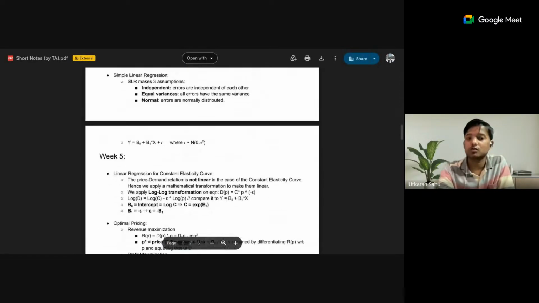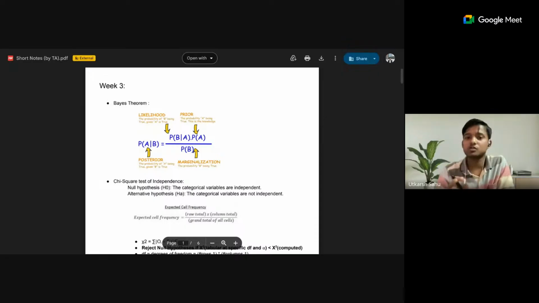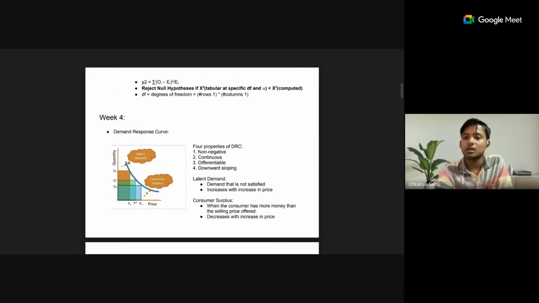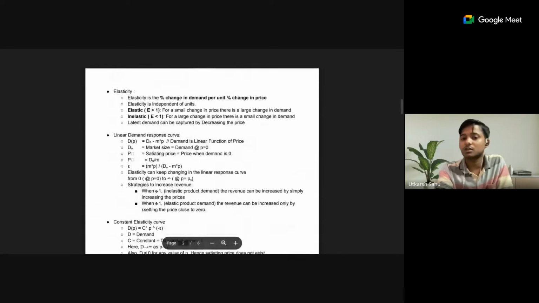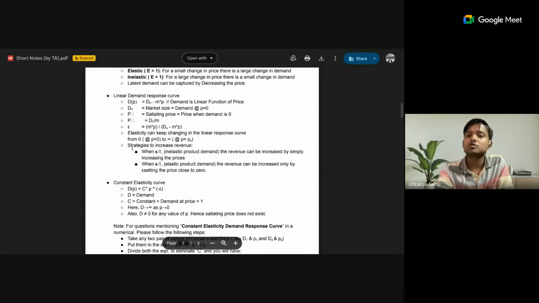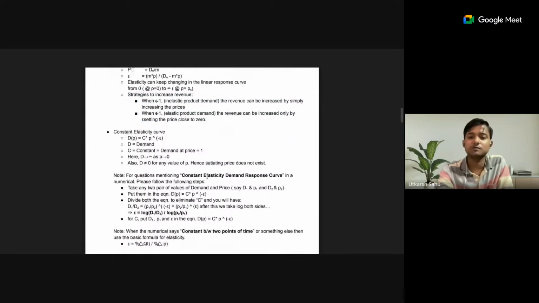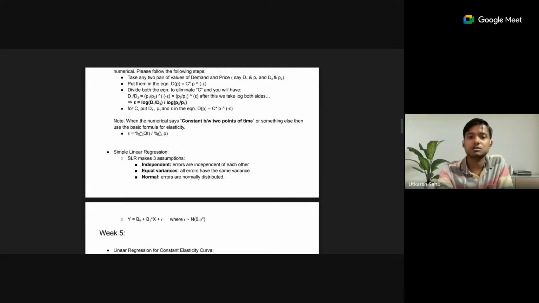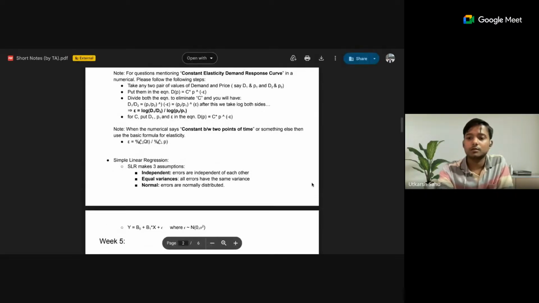Go through these short notes in detail. This is actually short, but it does not mean you should just scroll through it. Read it line by line and try to understand why each statement is written here. Strategies of increasing the revenue are also important. These are just one-mark MCQs. If they ask and you remember, you get marks. If you don't remember, you don't get marks. So yeah, week 4, this is what we have. Let's come back to here.